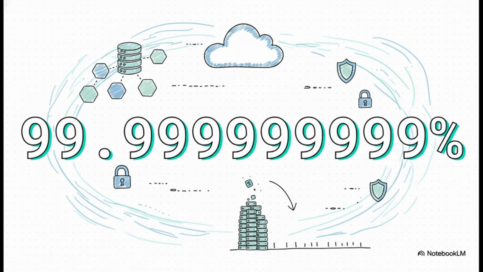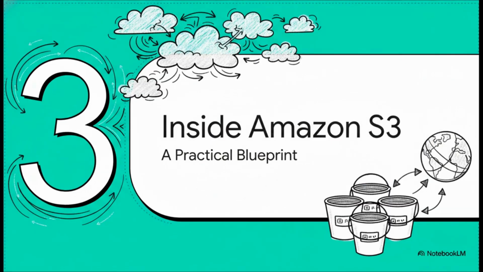It's just incredible. All right, to really get a feel for how all this works, we're going to get our hands dirty and take a closer look at the market leader, Amazon S3. And the best part is, once you really get the core concepts here, you'll pretty much understand how all object storage services work. They all follow the same basic playbook.